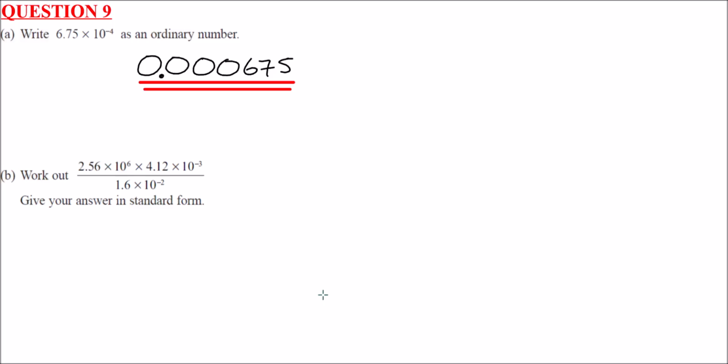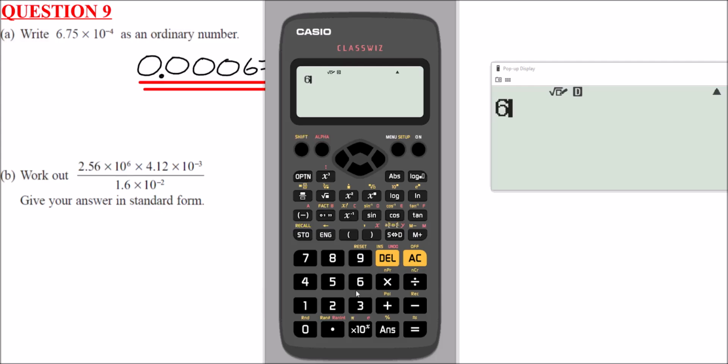So I'm going to show you this now. On a calculator, if you were to type in 6.75 multiplied by 10 to the power minus 4, you should be able to get this as an ordinary number. However, if you press equals and then press SROD, your calculator might just refuse to give you it as an ordinary number. There is an easy trick if your calculator is doing this. If your calculator is giving you 0.000675, nothing needs to change.